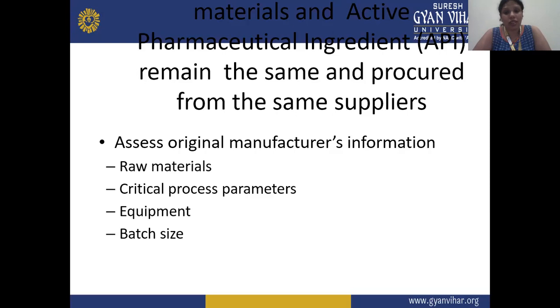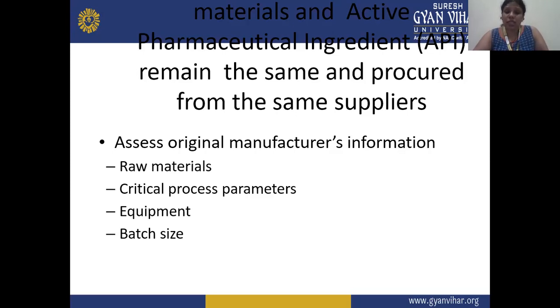Other than that, what are the things in the original manufacturer's information? First one is raw materials. What raw materials you have to use, and what is the supplier? What type of raw material, and what state? For example, we are using paracetamol. Either it is a crystalline solid or a powder. All things should be explained, and which supplier it is. All the supplier information and all the information related to the raw material should be there.